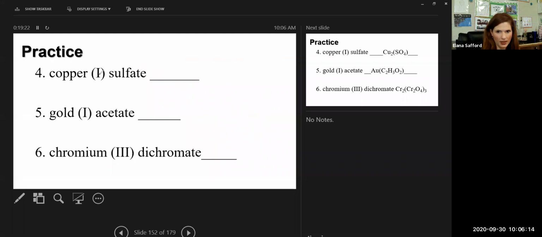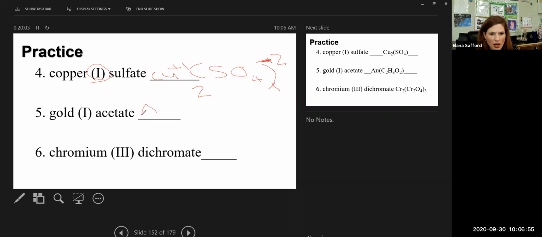Copper 2 sulfate. Again, we're going to be writing those symbols. Cu with a plus 2 charge. I know because of the Roman numeral, that's where I got that one from. And then sulfate, SO4, and that has a minus 2. They're going to crisscross. And remember, when you crisscross, you drop the plus and minus. And there's your final answer.